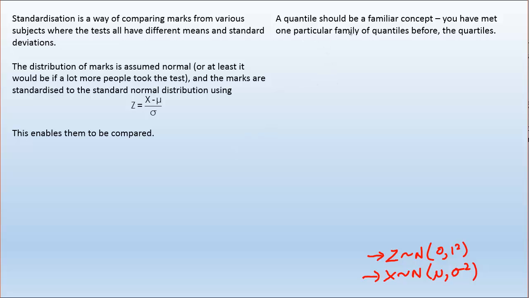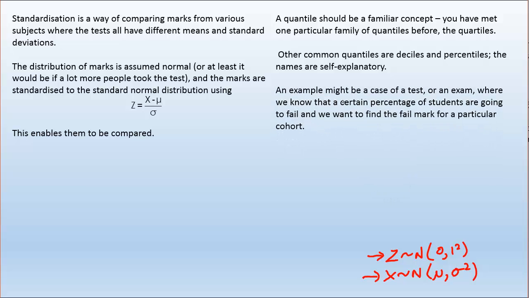A quantile should be a familiar concept. You have met one particular family of quantiles before, the quartiles. Other common quantiles are deciles, which split the data into 10 parts, and percentiles, which cut it into 100 parts. I've said the names are self-explanatory, but I explained anyway.